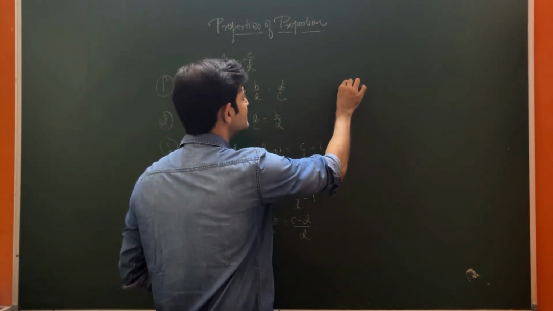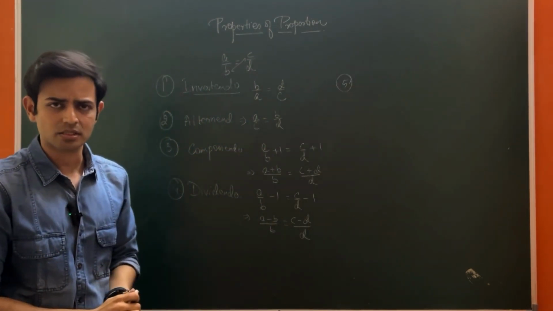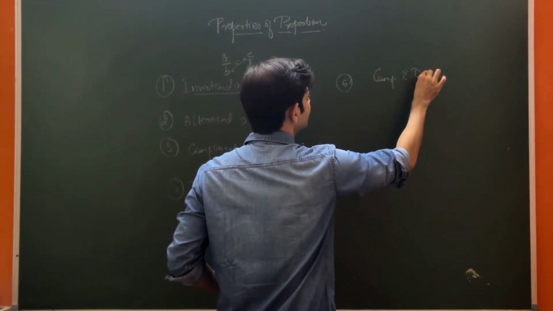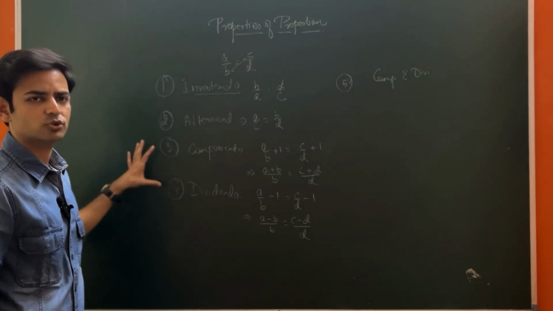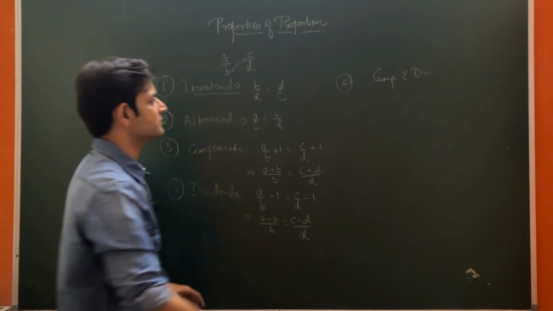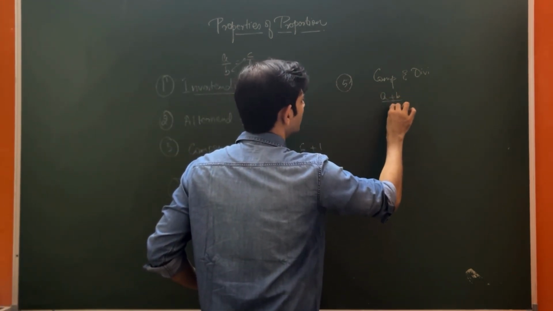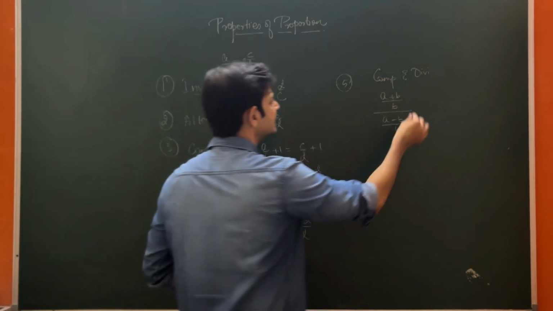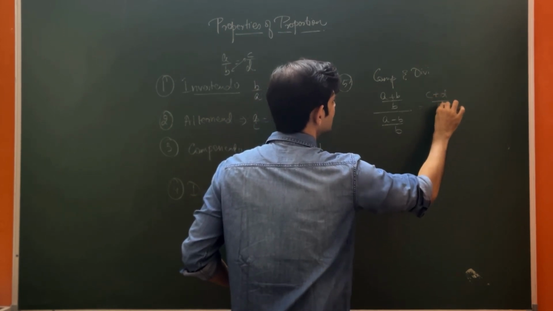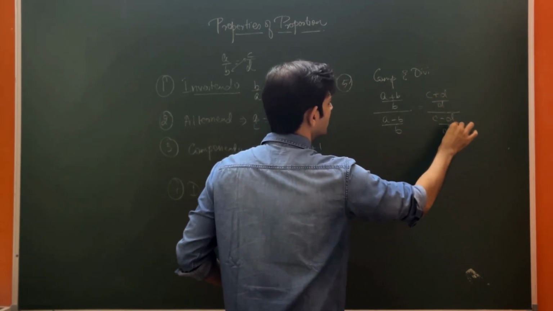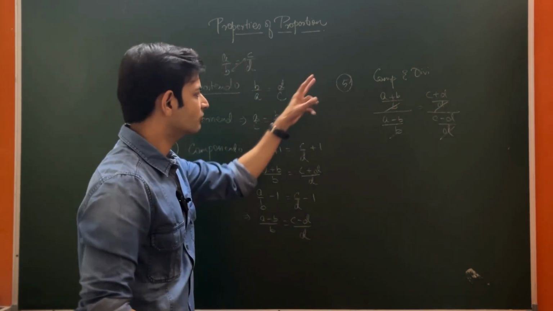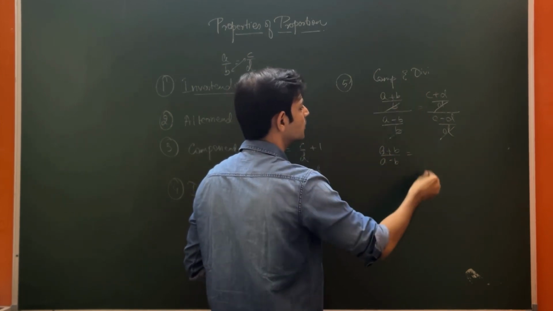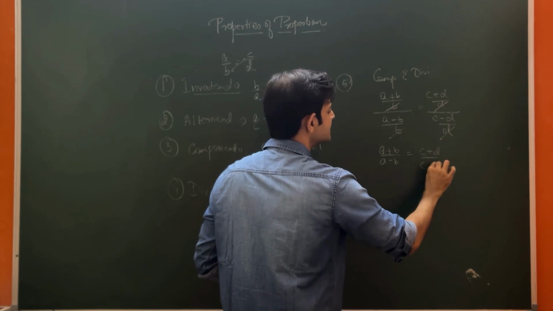And the fifth one, which is most widely used in your questions, will be componendo and dividendo, which means we use both of them together. So what we do is we divide both of them, so it becomes ((a+b)/b) / ((a-b)/b) = ((c+d)/d) / ((c-d)/d). So we can just strike it off. So the final answer is (a+b)/(a-b) = (c+d)/(c-d).